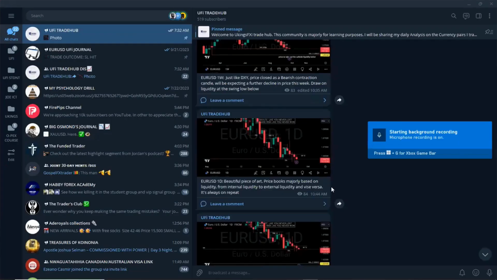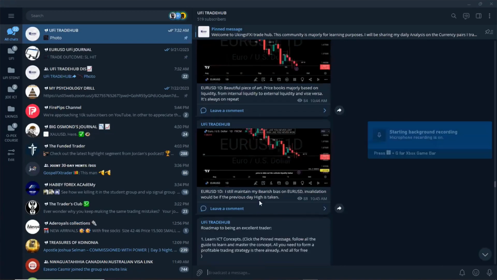Price is measured based on liquidity, from internal liquidity to external liquidity, and vice versa. It's always on repeat. I still maintain my bearish bias on EURUSD. Validation would be if the previous day high is taken. So that's how I was bearish.